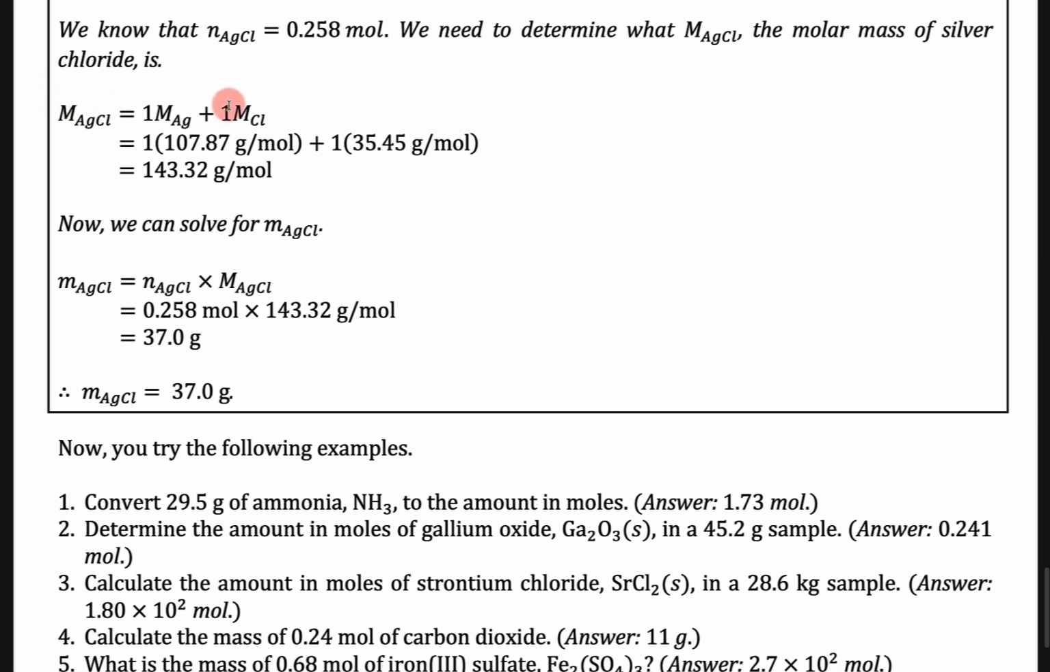So that's what I'm doing here. I'm calculating the molar mass of silver chloride. It comes out to be 143.32 grams per mole. With that, we can then solve for the mass. So here I'm taking the number of moles and multiplying it by the molar mass to give a mass of 37 grams. So 0.258 moles of silver chloride weighs 37 grams. That's what we calculated.